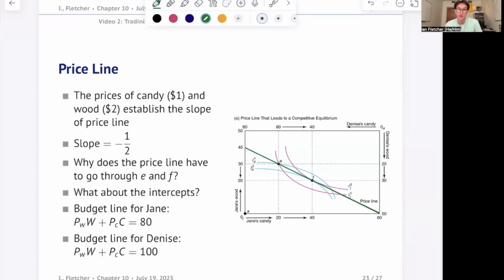What about the intercepts? The budget line for Jane is going to be the same thing as the budget line for Denise. Well, they're going to be similar, but the endowments that each individual would have and would receive originally are going to be higher. So remember, the initial endowment: Denise had 60 pieces of candy times 1 plus 2 times 20. And so for Denise, she had an initial endowment of 100.